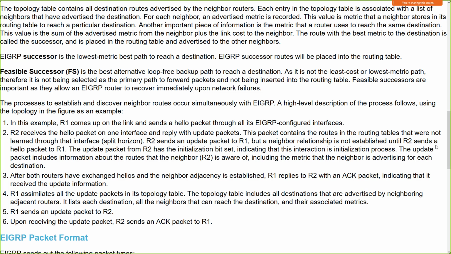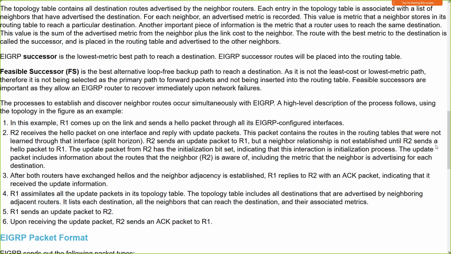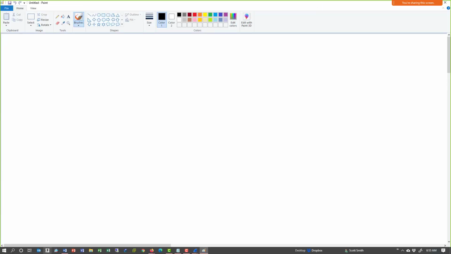Feasible successor, the best alternate loop-free backup path to reach the destination. All right. Now, I already kind of talked about this a little bit, but since they're mentioning it here in more detail, let me see if I can create a diagram here real quick. In fact, I don't need to create a diagram. Let me pause my video and pull up something real quick.